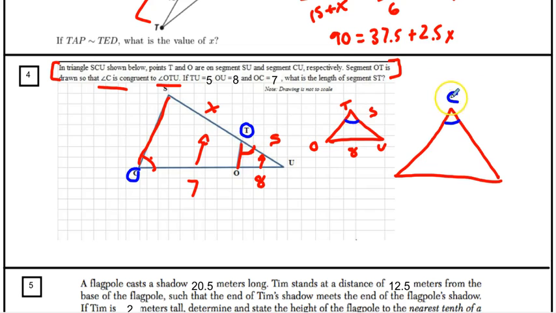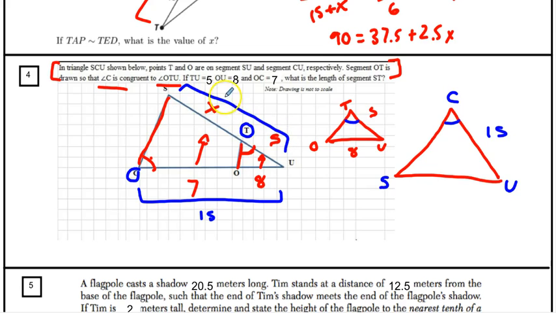Okay? Now what corresponds to U? Well, U corresponds to U. It's the same angle. And finally, for the last one, we have S. You see how S and O are both not marked? So for CU, this right here, we get 15. All right? And for SU, which is right here, once again, we got to add them together and get x plus 5. Okay?